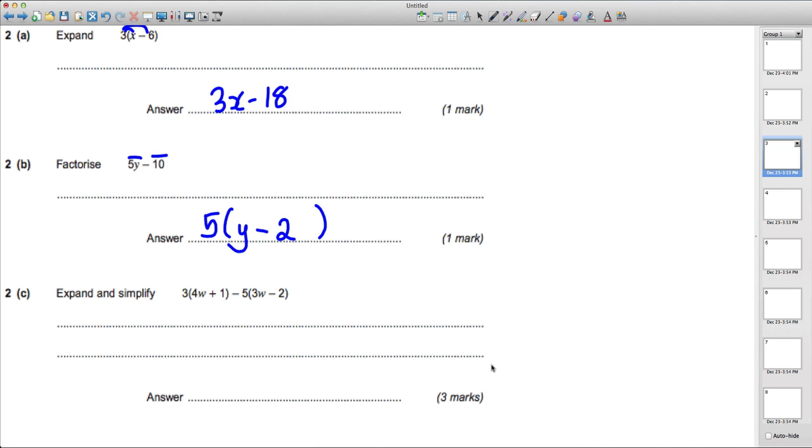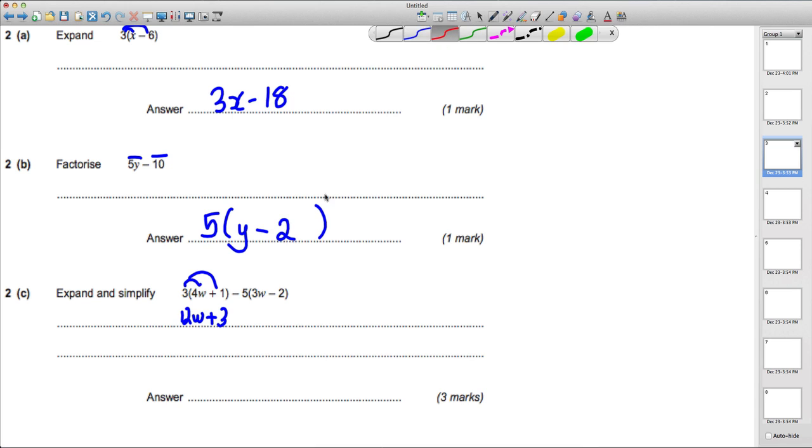So it's 3 marks for this. So let's do some step-by-step working. Be careful here. Students are going to make a mistake with that negative 5 times these 2 things. Students are going to make a lot of mistakes there. Let's just do it very, very carefully. 3 times 4w is 12w. 3 times 1 is plus 3.